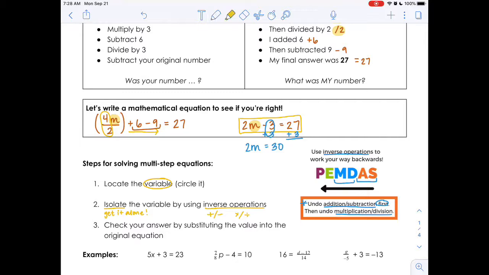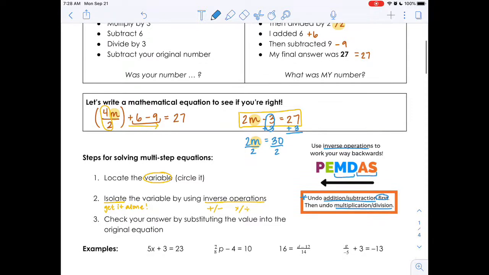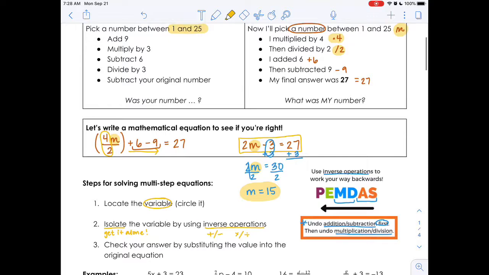Then I have another step here. The m is still not totally alone. I'm not done. So in order to undo 2 times m, I'm going to divide both sides by 2. When I divide both sides by 2, these 2's cancel, giving me a 1m, which is the same as m, equals 30 divided by 2, which is 15. Is that what you guessed? Let's plug it back in and see if it's correct.